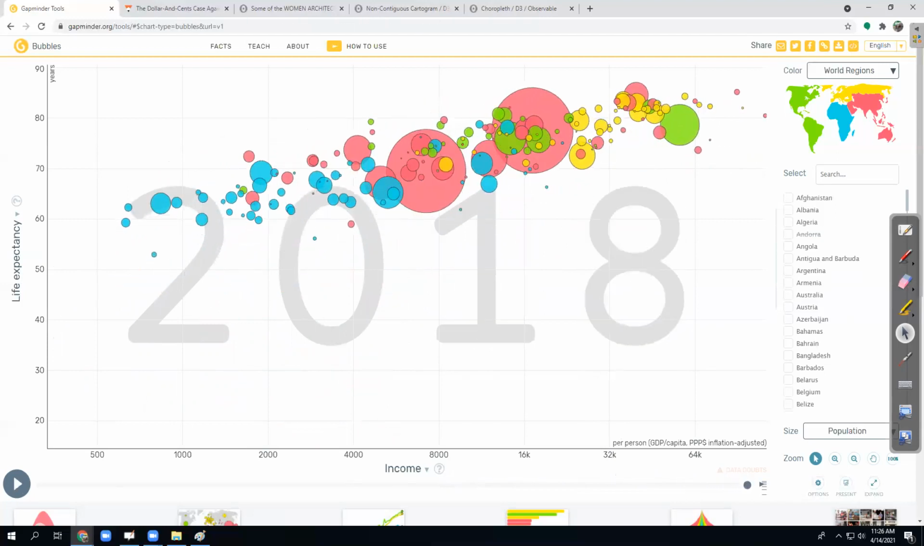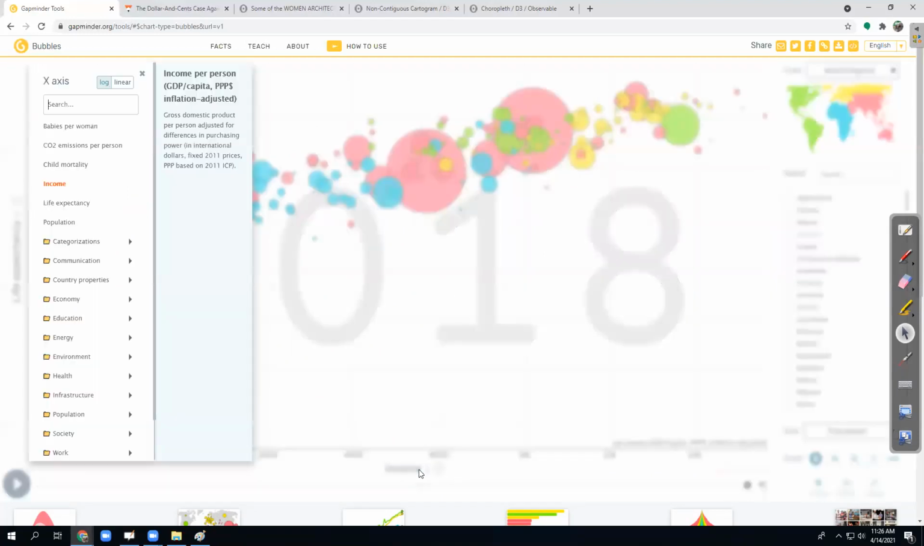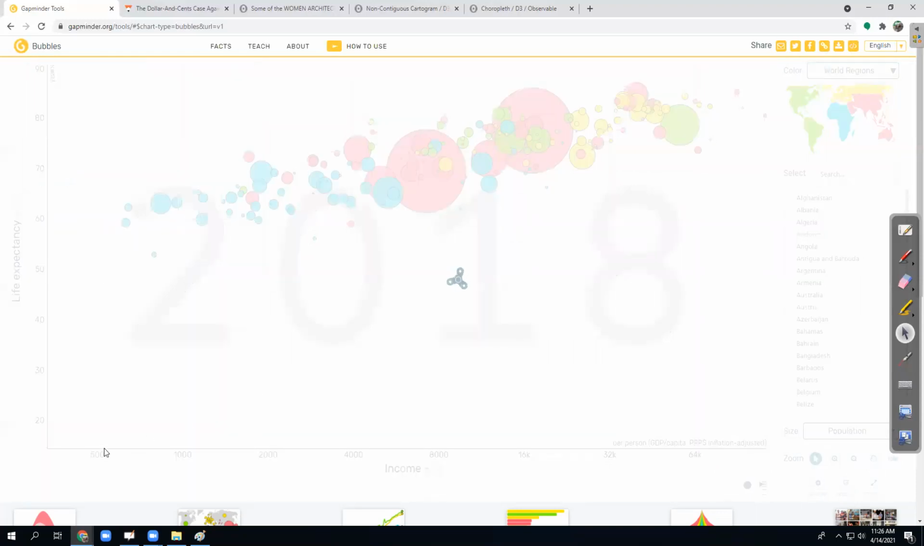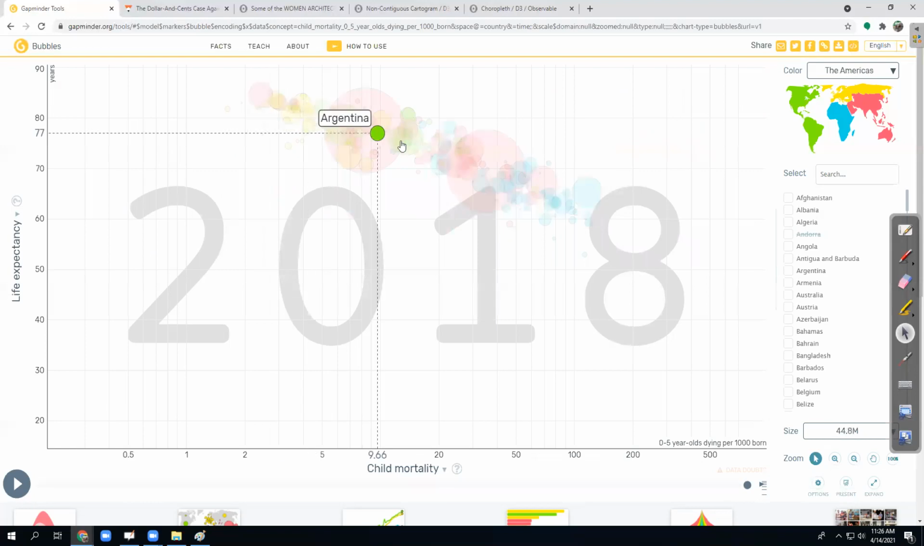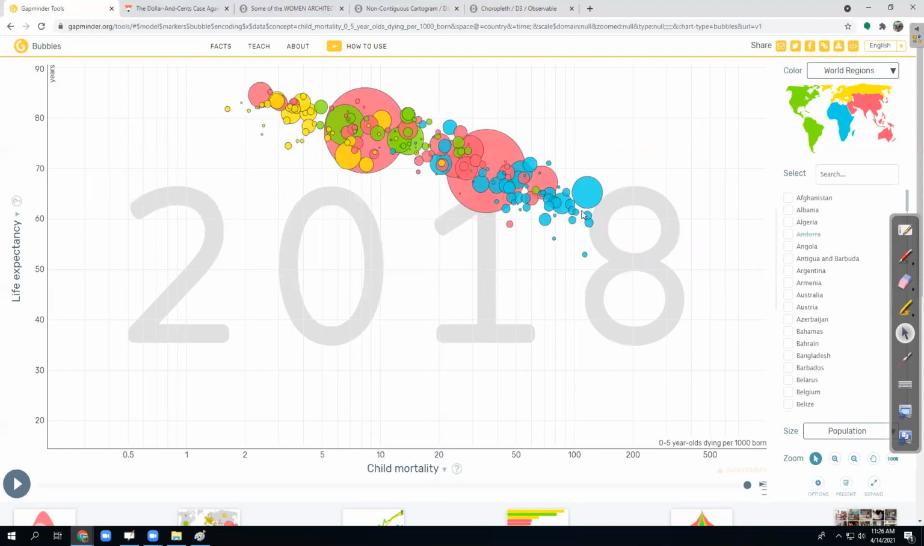And then the other thing is they have a bunch of different data sets you could choose from. So instead of looking at income, you might take a look at child mortality down on that axis and see if there's any kind of relationship between child mortality and life expectancy. And what we can see here is that with an increase in child mortality, we have a decrease in life expectancy. Whoa, that's interesting. I haven't looked at that one before.